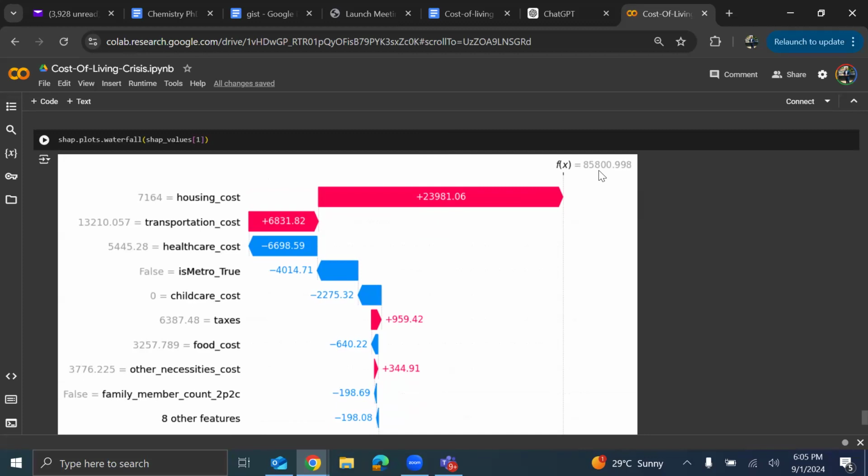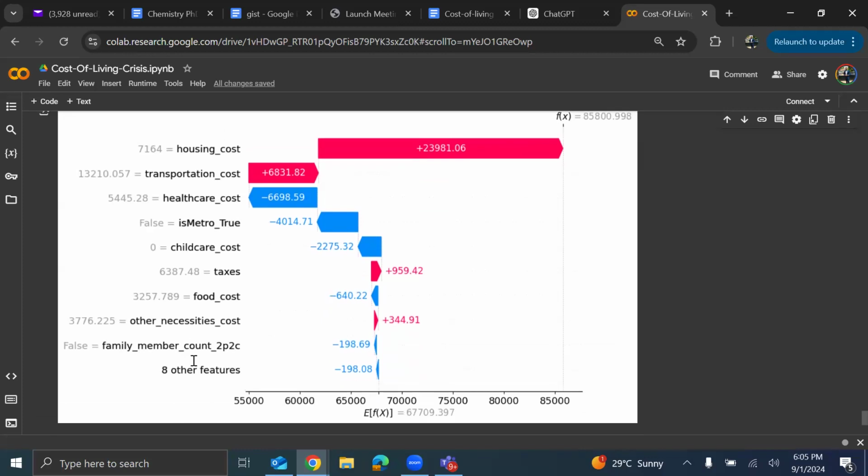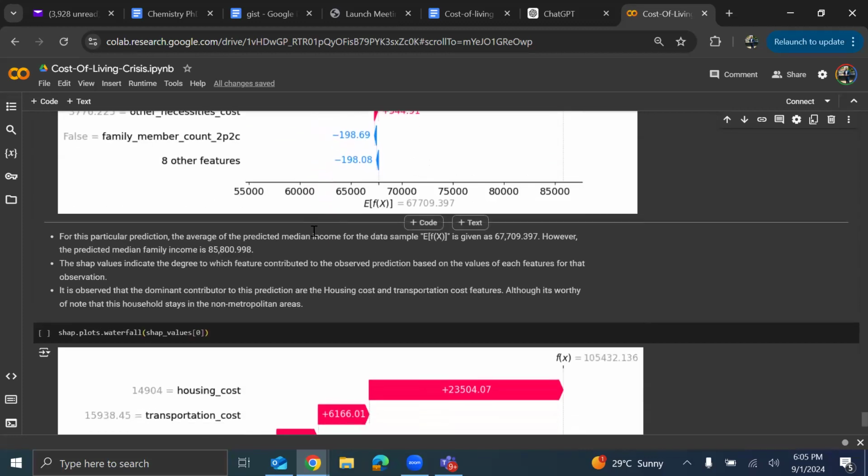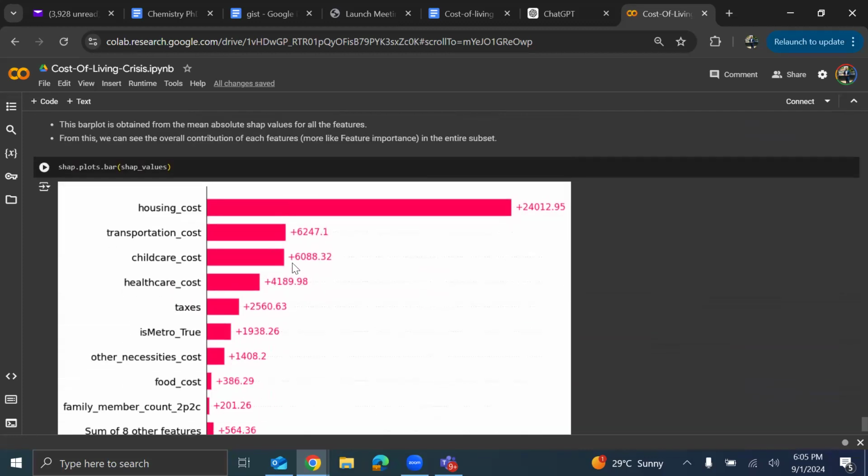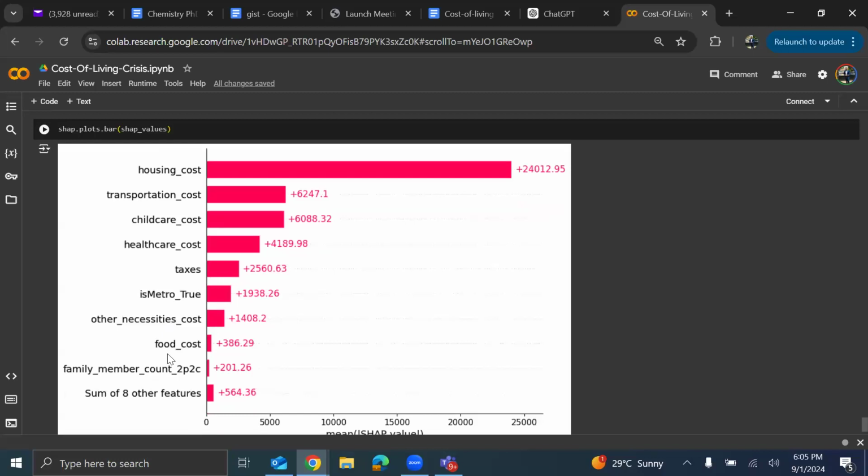So this value that the model is predicting for this particular household, how are each of these features contributing to this prediction? You can see it for each of them, and also for the entire set of features. You can see the most important ones.